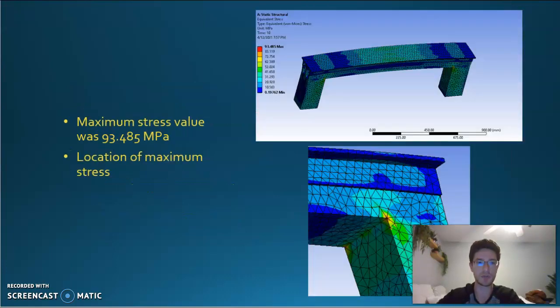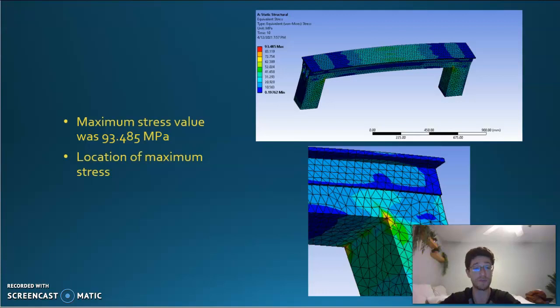Here you can see the stress plots. I had a maximum value with a load of 93.485 megapascals, which is significantly smaller than the yield strength, which is, I believe, 250 megapascals for structural steel.